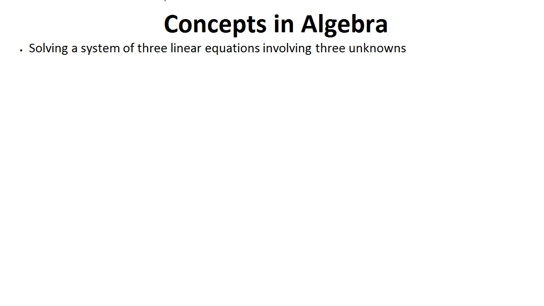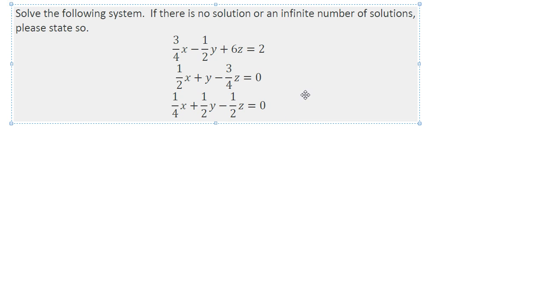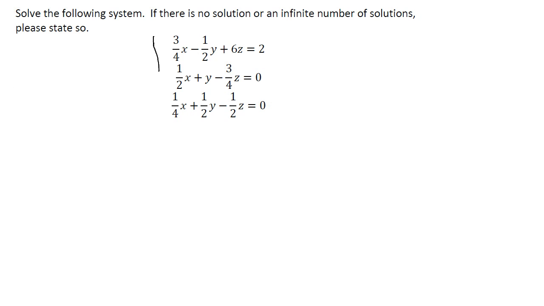In this video, we're going to concentrate on solving a system of three linear equations involving three unknowns. Let's take a look at the system that we're talking about. This is a system that involves some fractions. This is typically what you would see in an intermediate algebra class. And whenever you're solving a system, let me bracket these up so it looks like a system here, instead of just having them all kind of lazily drawn out.